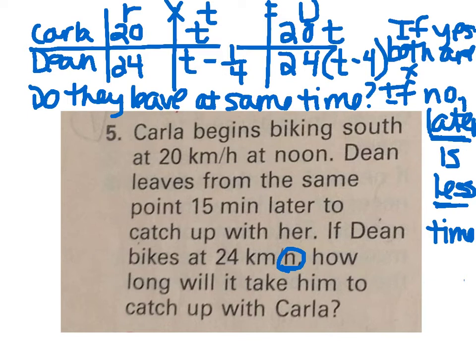Now I'm ready to think about my equations. Let's look at the problem. They're starting from the same point, and he's going to catch up with her. So let's take a look at what that looks like. We know that Carla and Dean are starting at the same point. Carla leaves and begins her trip. Dean leaves later, but in the end, they get to the same spot because he's going to overtake her.